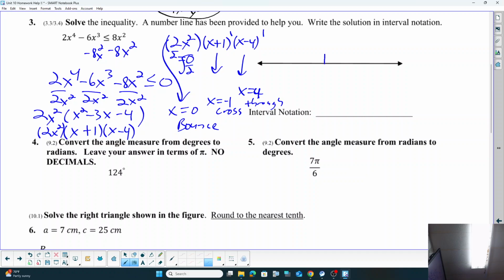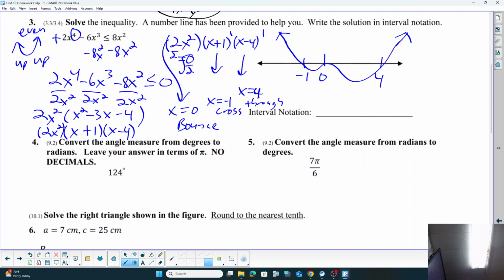Okay, so let's graph this. We have 0, we have negative 1, we have 4 way over there. What's the highest power? It's 4, and it's positive. So 4 and positive is even, and so it's up. So we're going this way, and we're going this way. Now, as we get to negative 1, we're going to cross through, but then at 0, we're going to bounce. And then at 4, we're going to cross through.